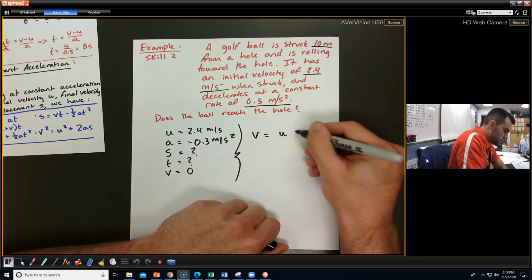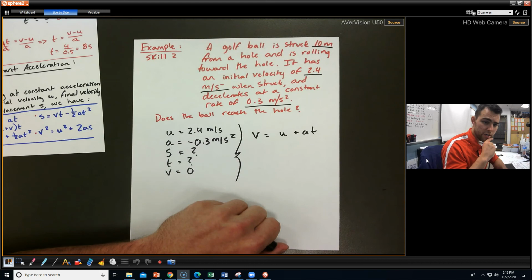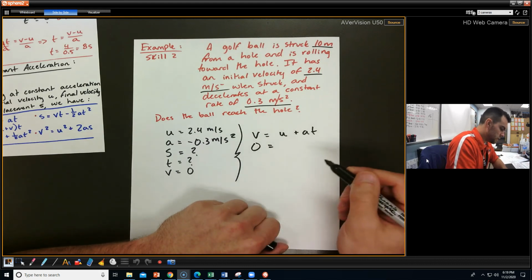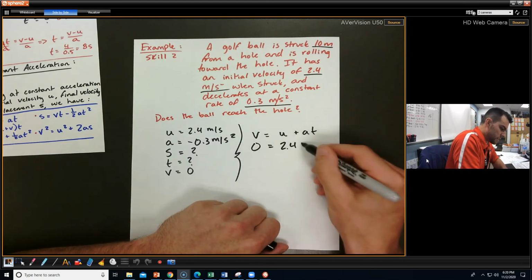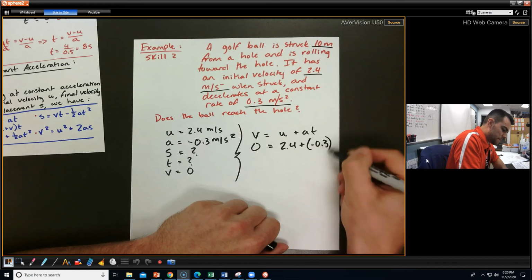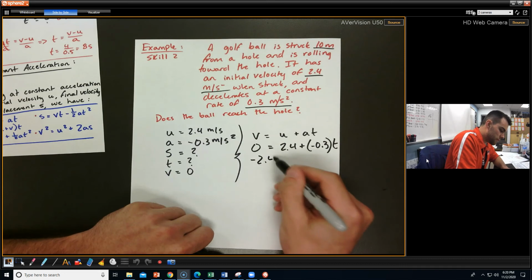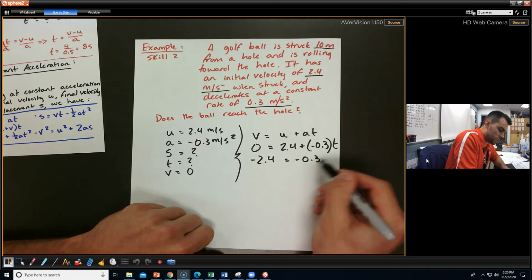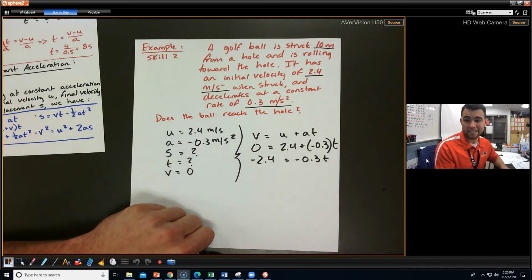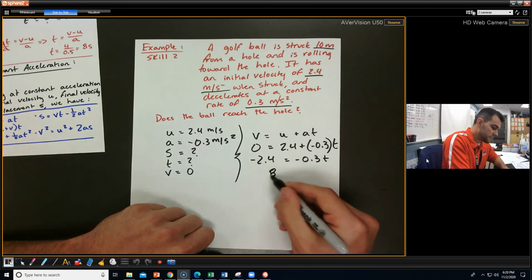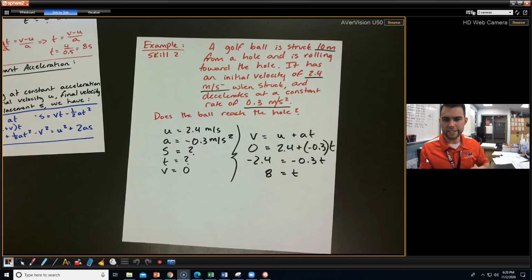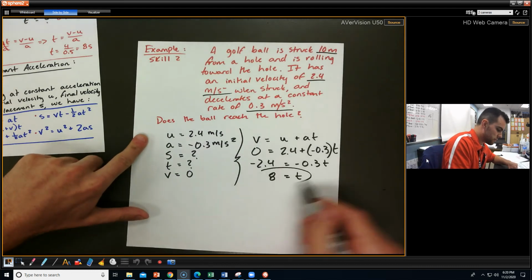So v equals u plus at. Let's plug in what we know. We know v is 0, u is 2.4, a is negative 0.3, and t is t. So let's subtract 2.4. And once we divide both sides by negative 0.3, we get 8 equals t. So about 8 seconds. Sweet. Let's hold on to that.